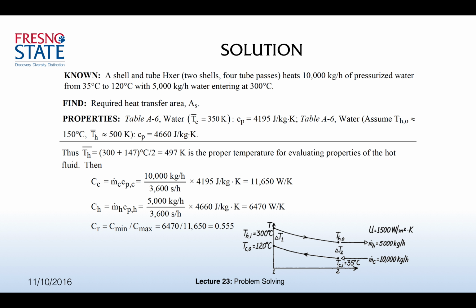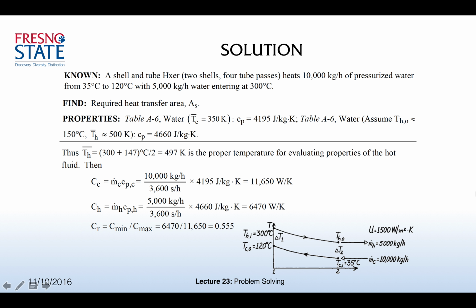So therefore, TH bar becomes, instead of being 500 kelvins, 497 kelvins. That should be the proper temperature for evaluating properties. But because the difference is not too much, like I said, I would keep using the CPH we calculated, which is 4,660. Because if you calculate it based on the new TH bar, the difference would not be that much. So I will keep using that one.